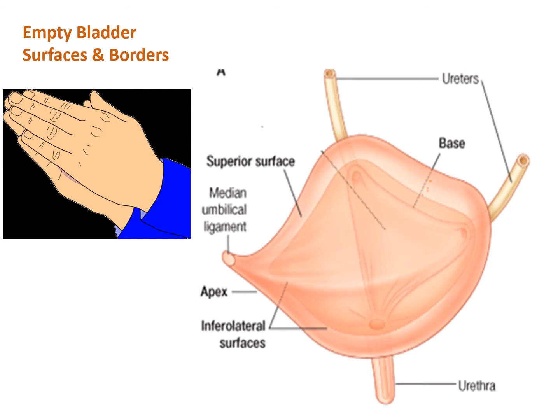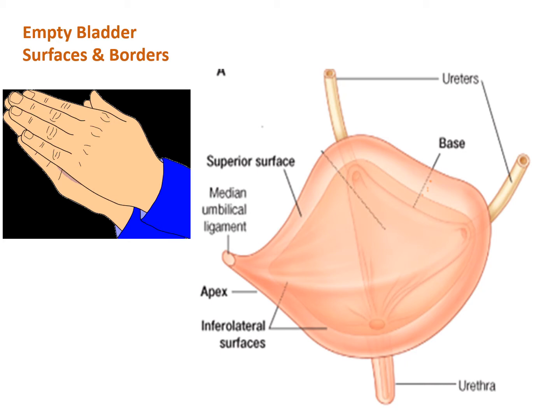Depending upon the amount of content of the urinary bladder, the surfaces and the borders of the urinary bladder differ. Now we will start with when the bladder is empty. An empty bladder is tetrahedral in shape. Since there is no way I can show you a gross specimen, let's take a simile.